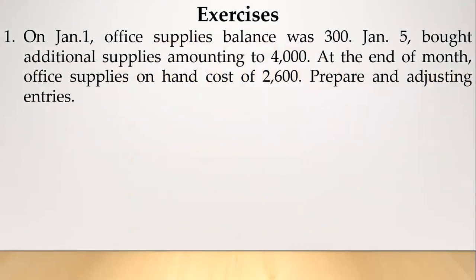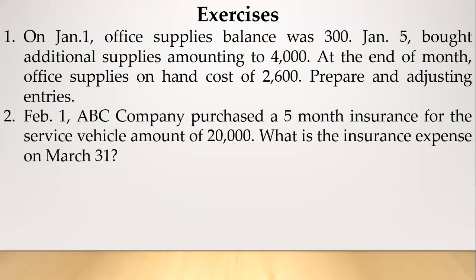All right, I think that's it. I have here some exercises. Just comment your answer, and I'll be checking that later. The first question: on January 1, office supplies balance was 300. January 5, bought additional supplies amounting to 4,000. At the end of the month, office supplies on hand cost 2,600. Prepare the adjusting entries.